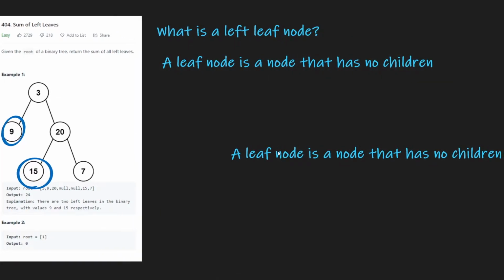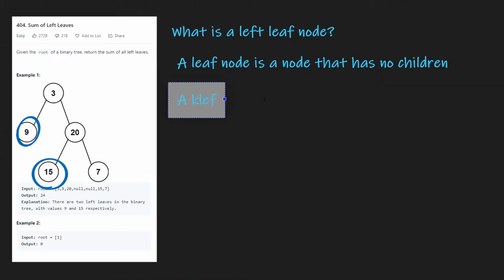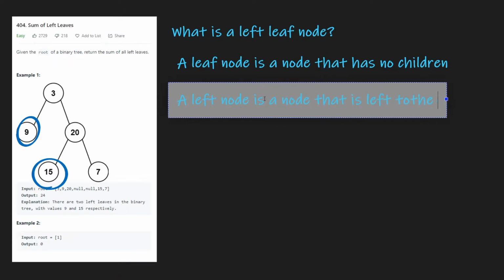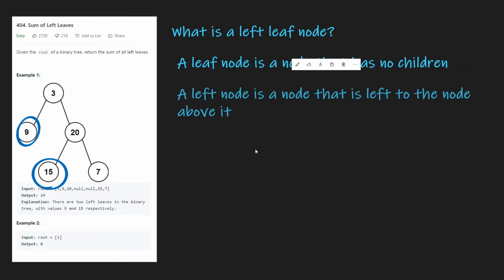And then the other thing we have to consider is, what is a left node? So a left node is a node that is left to the node above it. So that's the simple way of thinking about it, a left node is to the left of the node above it. Something important to recognize there is that our root node technically can't be a left node if you think about it, because there's no nodes above it.